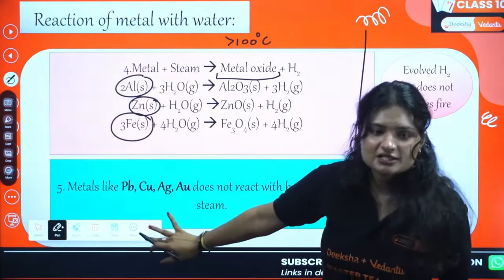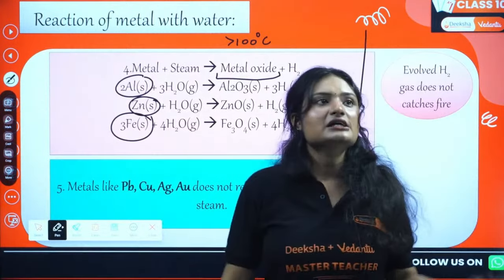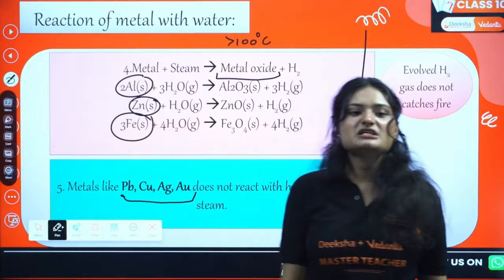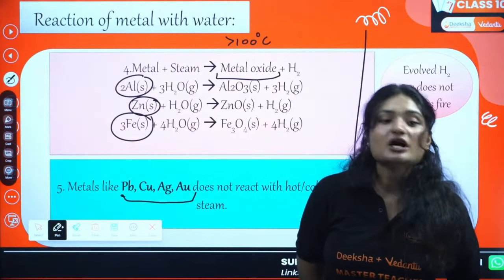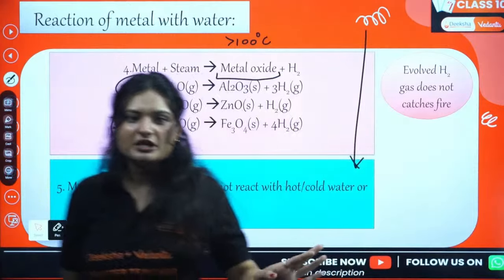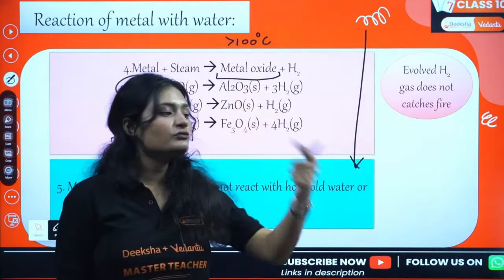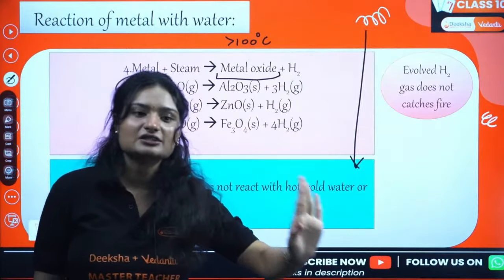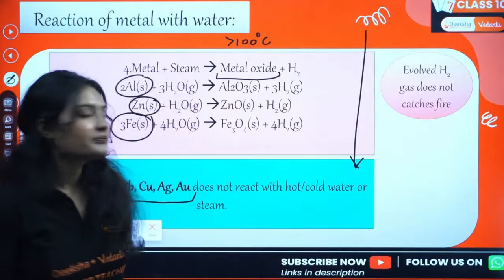Now, there are some metals that are non-reactive at all: lead, copper, silver and gold. They do not react with hot water, cold water or steam, water vapors. Anything you put them in, they are not reactive at all, my dear kids. Okay.